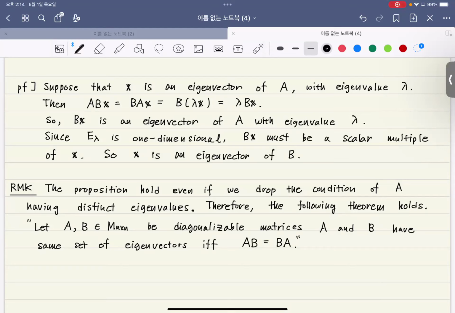But this is also very nice to know, especially if you're interested in quantum physics, then this fact might be useful later on. So for diagonalizable matrices, commuting is equivalent to this. Sometimes we say A and B have the same set of eigenvectors, sometimes we say they are simultaneously diagonalizable. But if A and B are not diagonalizable matrices, then this statement might not be true. So this condition is very essential.